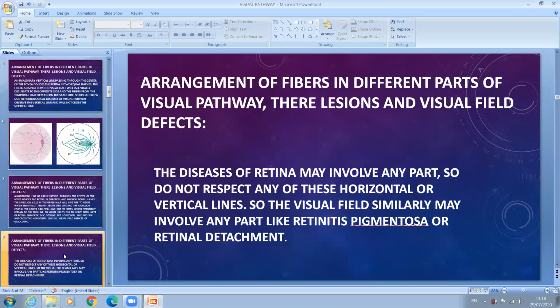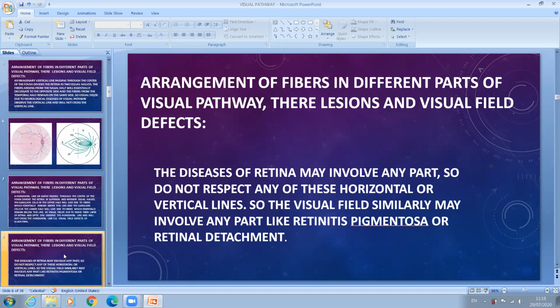So in addition to this, the vertical line is significant in neurological lesions of the CNS, and the horizontal line is important in the diseases of the optic disc like glaucoma, and the diseases of the retina. If there is a chorioretinitis, retinitis pigmentosa, or choroiditis, or any other lesions which affect the retina and the choroid and are not directly related to the optic nerve or the nerve fiber layer, these diseases will not observe any of these horizontal or vertical lines.